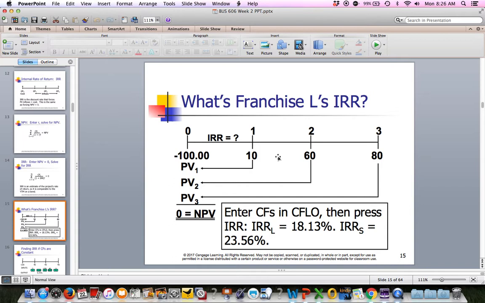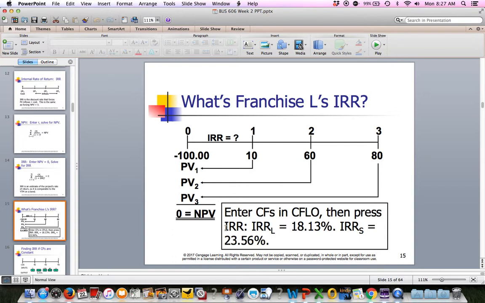So here's the timeline example of that. And so again, we invest $100, and then we get a whole bunch of future cash flows. And you can see what they are here. I get a negative 100, and then I get a positive 10, 60, 80. I bring those all down to a present value at some interest rate. And then whatever that rate is, it's the same rate that forces these 3 future cash flows, once they're added to this negative $100 investment, to get them down to 0.